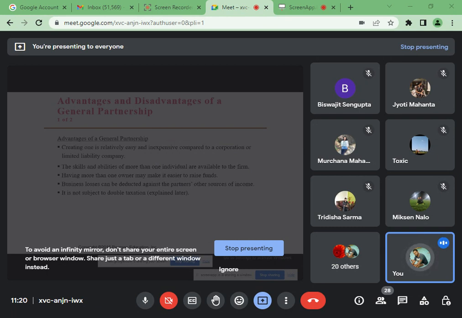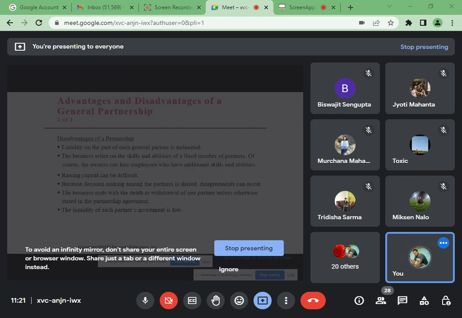Advantages of a general partnership: creating one is relatively easy and inexpensive compared to a corporation or limited liability company. The skills and abilities of more than one individual are available to the firm. Having more than one owner may make it easier to raise funds. Business losses can be deducted against the partners' other sources of income. It is not subject to double taxation. So these are a few advantages of a general partnership.